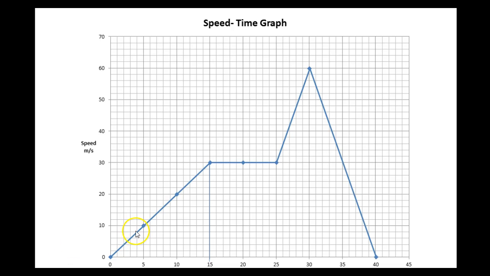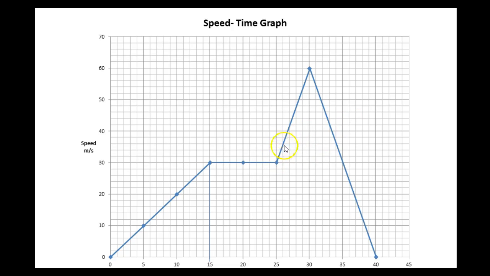So what is happening in each part? Well, in the first bit, the speed is increasing from 0 to 30 meters per second, and that's taken 15 seconds. The second bit, we've got a horizontal line, which means that we have a constant speed. So in the first bit, we had a speed that was changing, an acceleration, constant acceleration. And here we've got a constant speed. We're staying at 30 meters per second for 10 seconds.